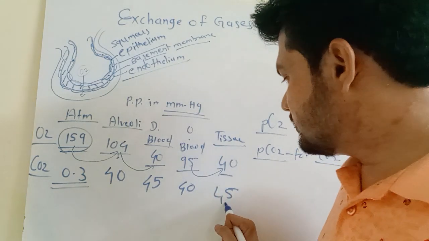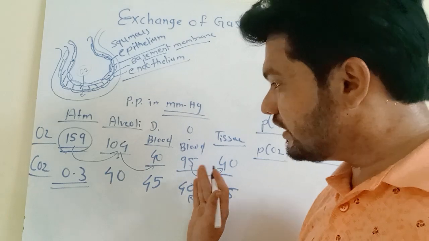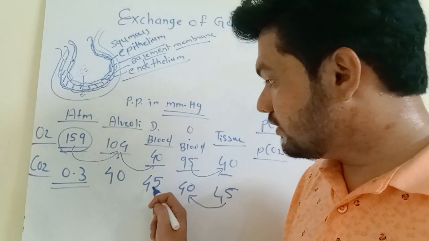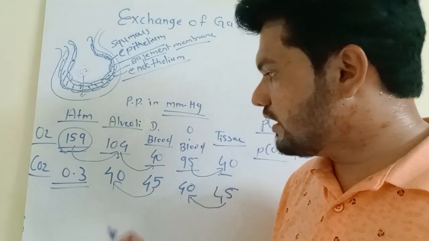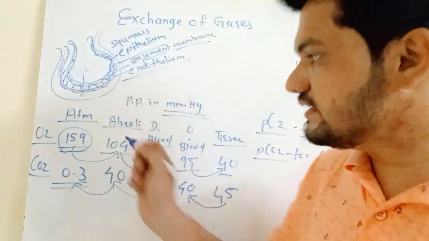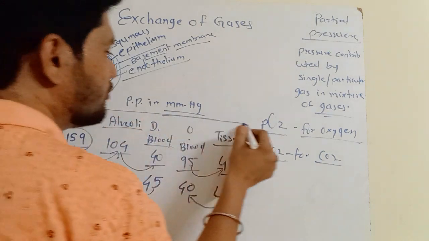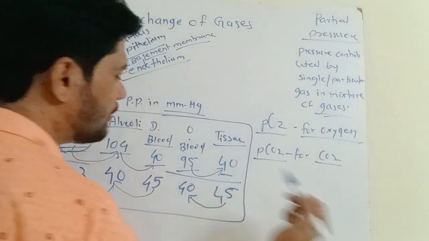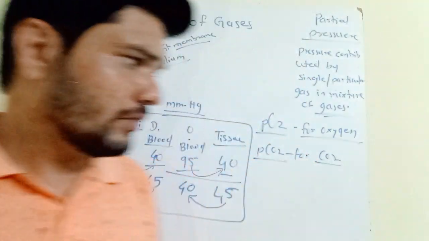So CO2 moves from tissues to the blood, which becomes deoxygenated with the increased amount of CO2. Then from deoxygenated blood it comes to the alveoli, and then from the alveoli to the atmosphere, like this. You have to remember this data given in the NCERT about both these gases. This is the partial pressure gradient you can see. Okay, I hope it is clear.